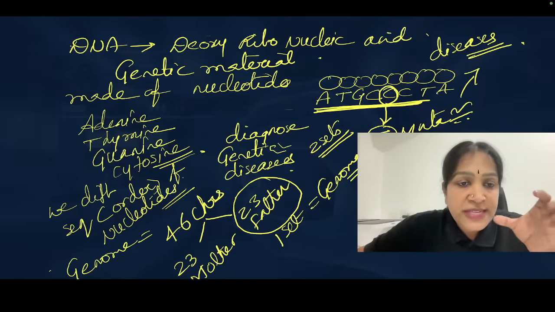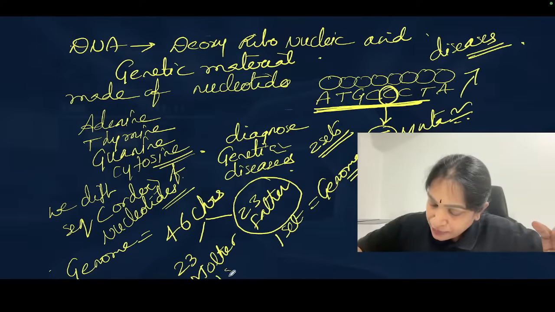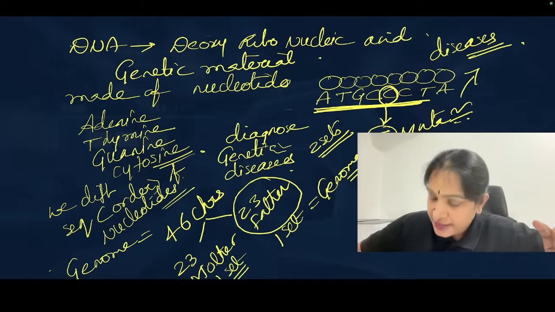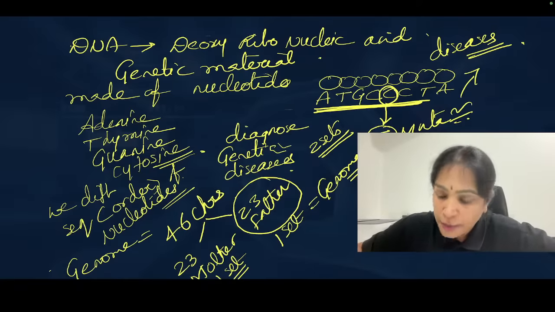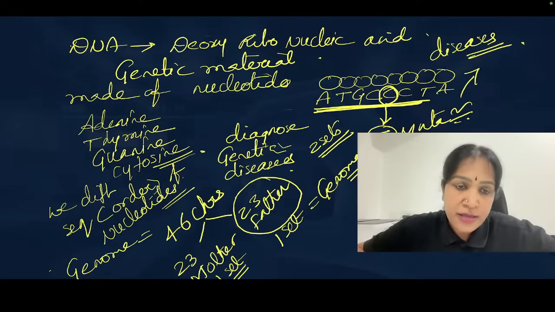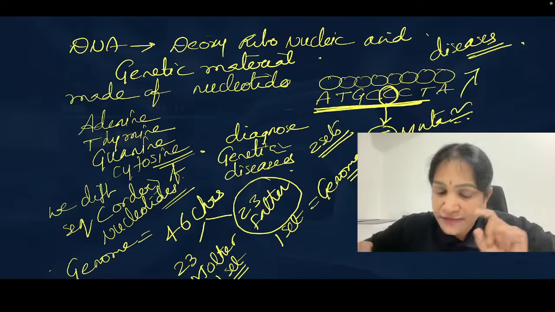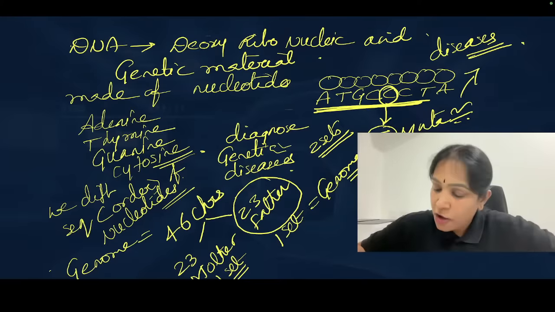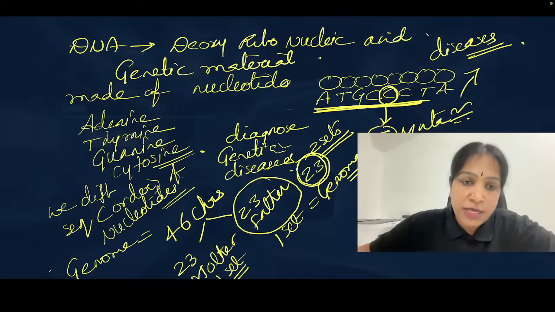We have two sets: one set of 23 chromosomes from the mother, one set of 23 chromosomes from the father. So we have a total of two sets of 23 chromosomes, and a genome is only one set. That means one genome is equal to how many chromosomes? Perfect. Very good. 23 chromosomes is one genome.